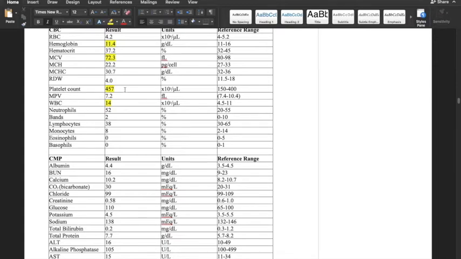Sometimes an elevated platelet count of 457,000 can be a soft marker of inflammation. And also, again, you see that mild anemia that may be suggestive of an ongoing inflammatory process.